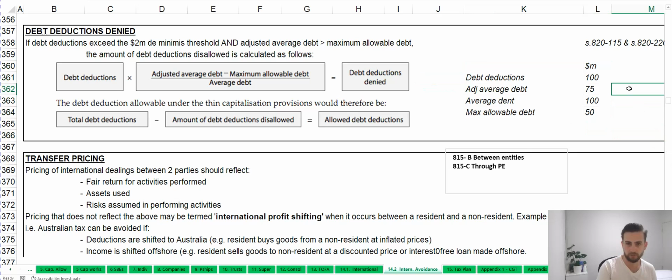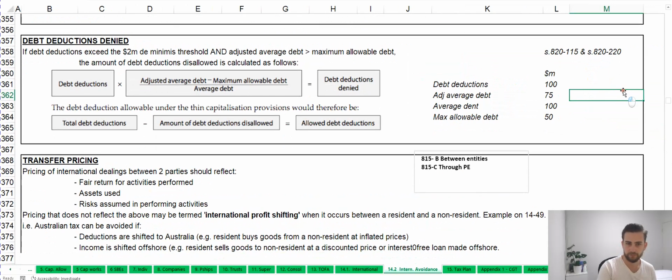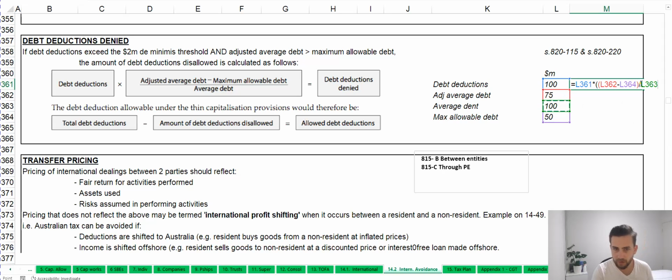To tie everything together, to calculate the debt deductions denied, we go debt deductions 100 times adjusted average debt minus maximum allowable debt, so they've actually exceeded the threshold, so this should be a write-off, divided by average debt, equals 25 million. So 25 million of that 100 million is going to be denied. They're only going to be able to deduct 75 million of what they've paid, which is 100 million, which means 25 million is denied. So that's basically how we calculate this.